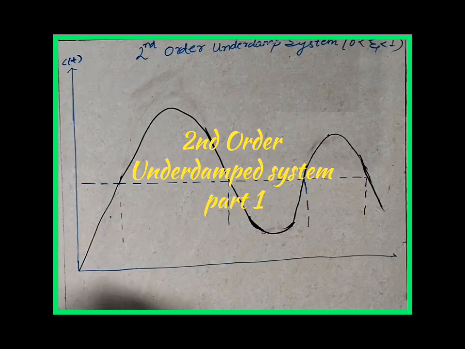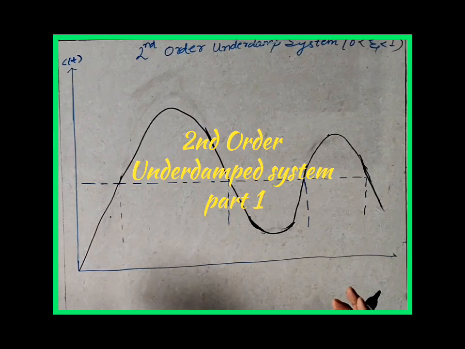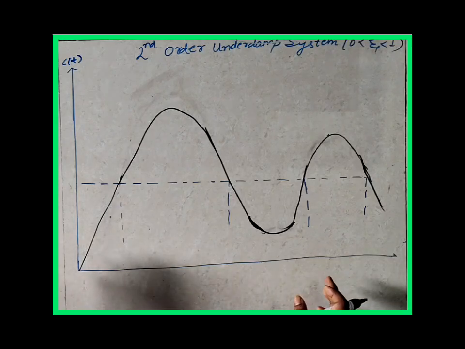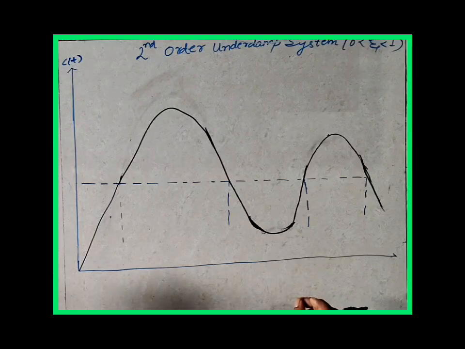So today we are going to revise the graph and all the details we can extract from the second order underdamped system. So this is the graph of a second order underdamped system having step input.